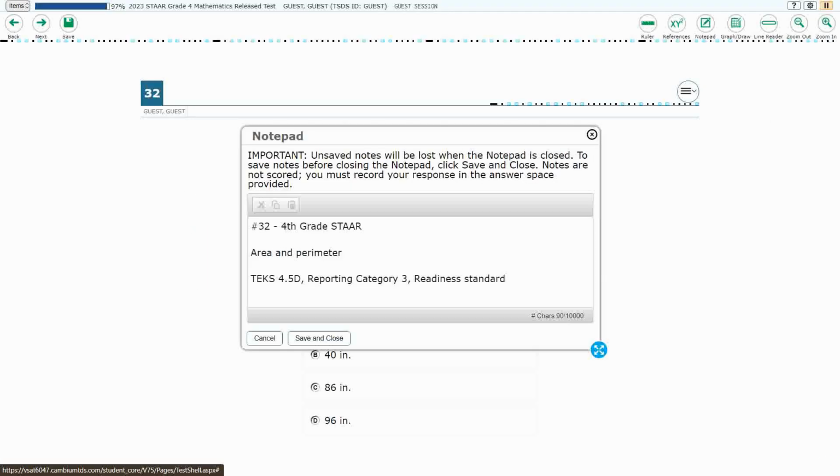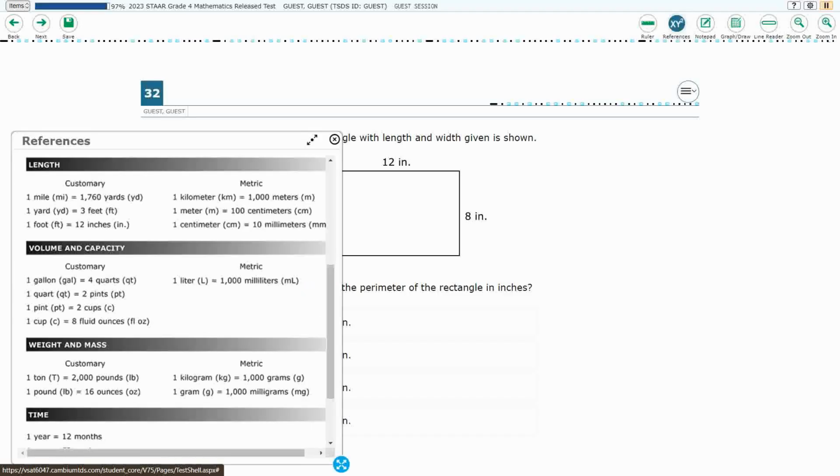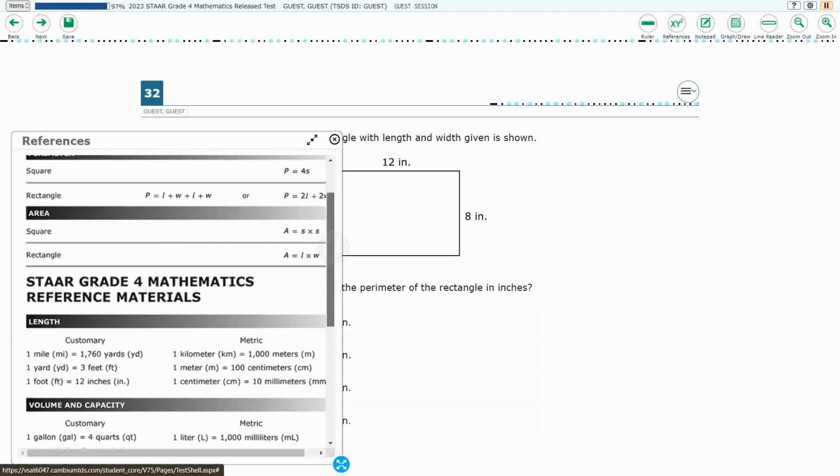For number 32, we are looking at area and perimeter. This is a readiness standard, TEKS 4.5D, reporting category 3. So what we have here is a rectangle, and we just need to find the perimeter. And there's really not anything tricky about this. They give us the measurement, and if we want, we can look at our reference materials. We see the perimeter of a rectangle, right? We can look at it in two different ways.